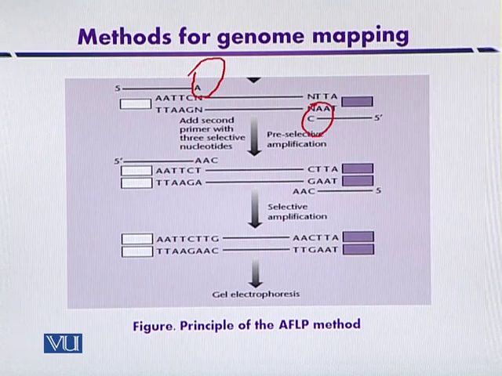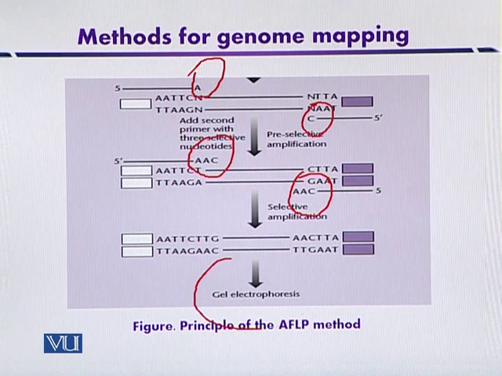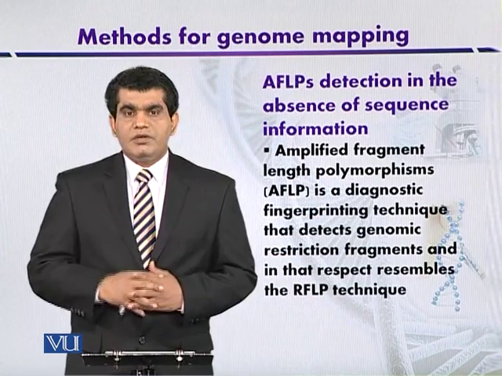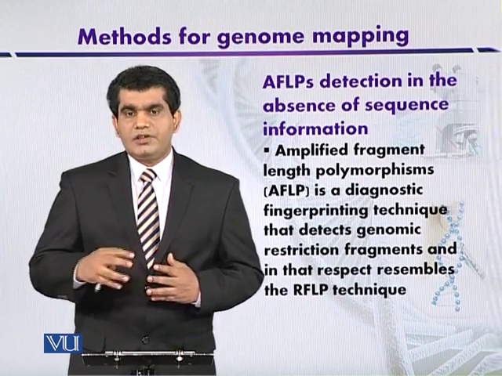So the fragments that are produced after the first reaction, then a second successive reaction is performed, but now more selective bases are added, like 3 A-AC for the EcoR1 adapter, and likewise here for the MseI adapter. And it will lead to selective amplification, and then the DNA fragments that will be produced will be analyzed by agarose gel electrophoresis.